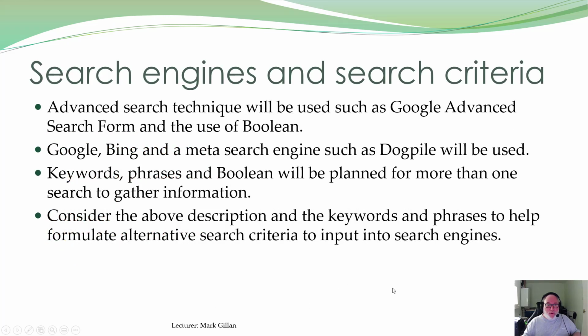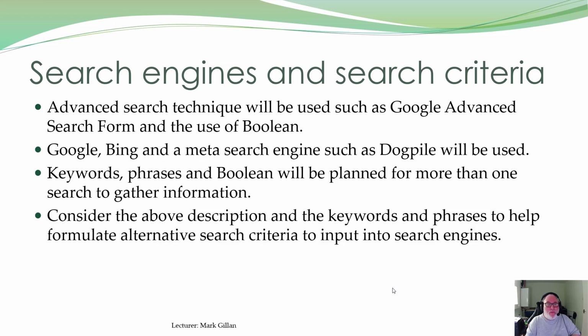Search criteria is what you put into the search engines. Google is the well-known one. We all know Google. Now, Google also has advanced search forms, Google Advanced Search, and it will let you go to that form where you can fill that out. It uses Boolean behind the scenes and it creates the Boolean for you. It's also another good way of searching.